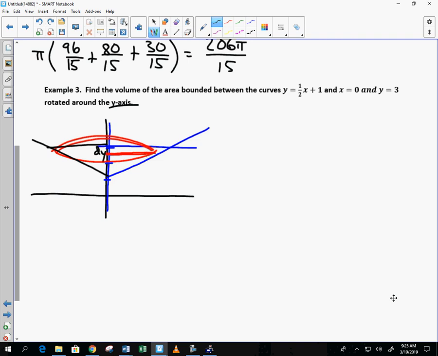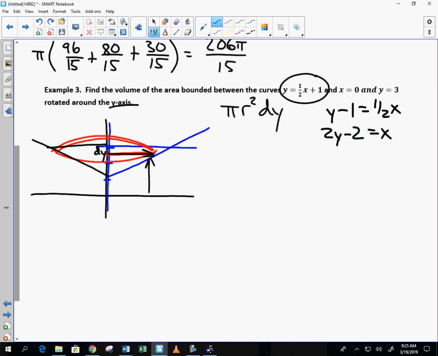So I know I have a disk, so I go pi r squared dy. Well, right now, if I plug something in for x right here, that will give me this height. But I don't want that height, do I? I want this length. So if I want to produce an x value for length, I have to change that so it says x equals. So how about we subtract 1 to get y minus 1 is equal to 1 half x, and multiply by 2 to get 2y minus 2 is equal to x. How's that?